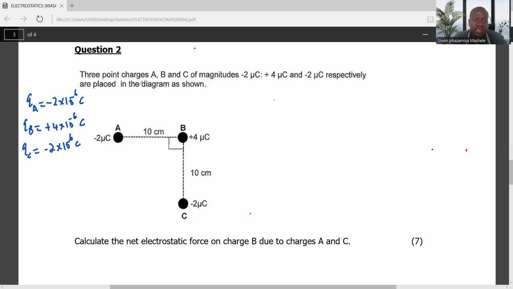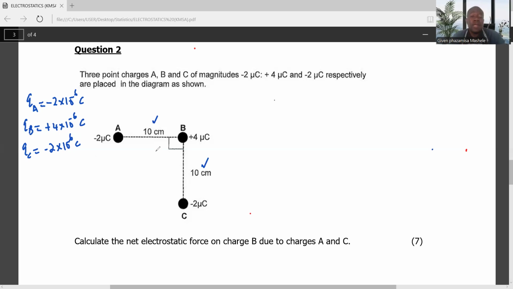Respectively, they are placed as in the diagram. Between charge A and B it's 10 centimeter, and between B and C it's also 10 centimeter. So the distances are the same. Between A and B we have 2 and 4, whose product is 8, and the same for the other pair, which means they will have the same force.